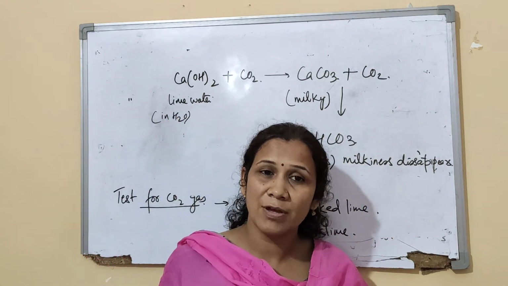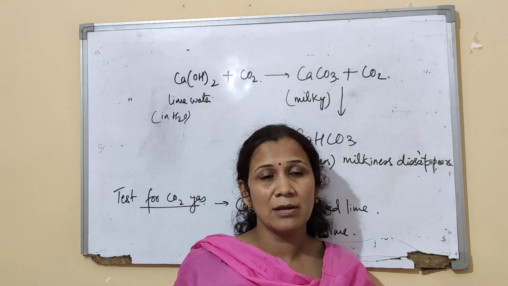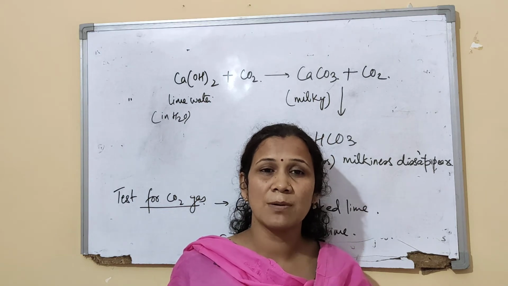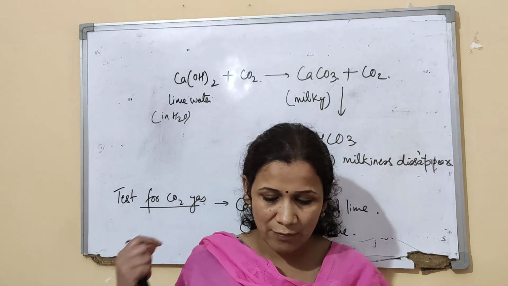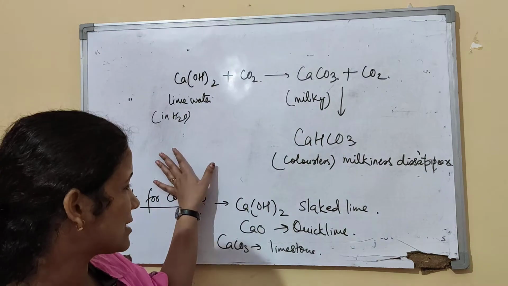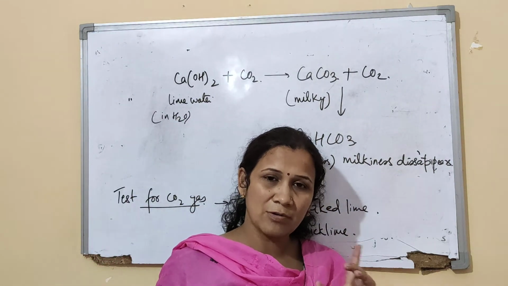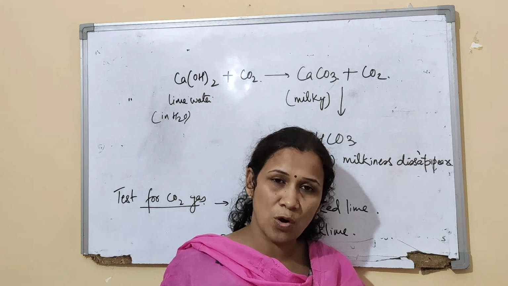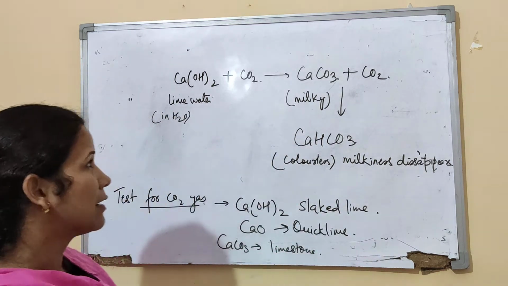So this is a very important test for carbon dioxide gas, and in this we use the property of carbonates and hydrogen carbonates. So you can write it as a general rule: any metal carbonate, when it reacts with acid, will give you salt plus H2O plus CO2.